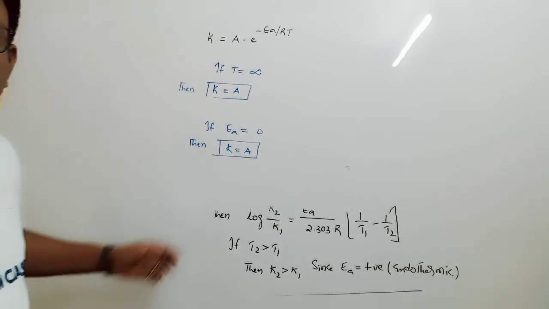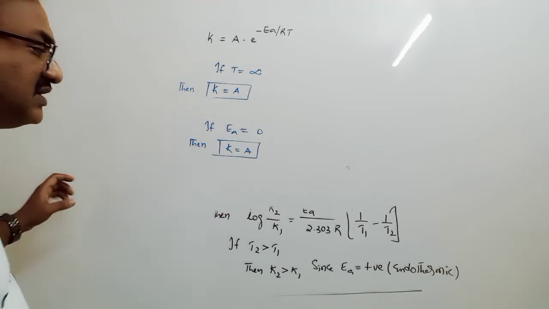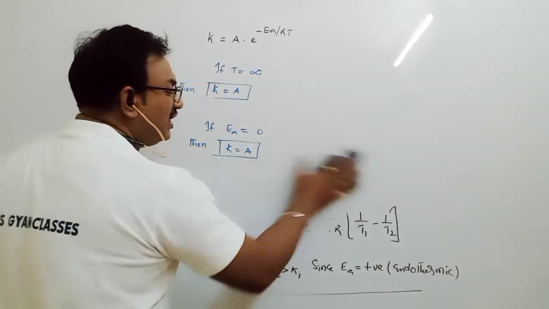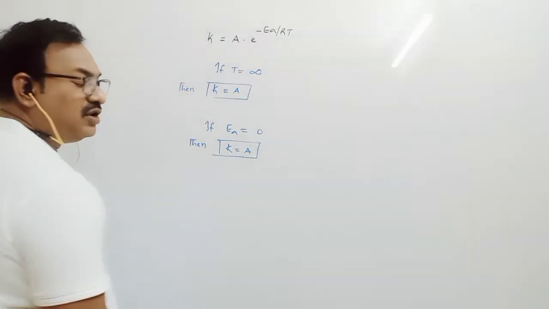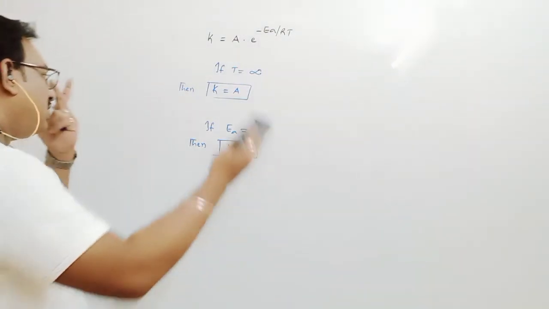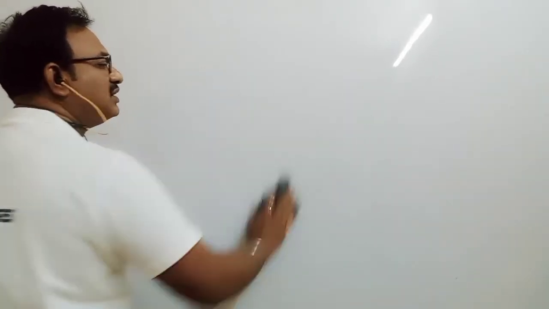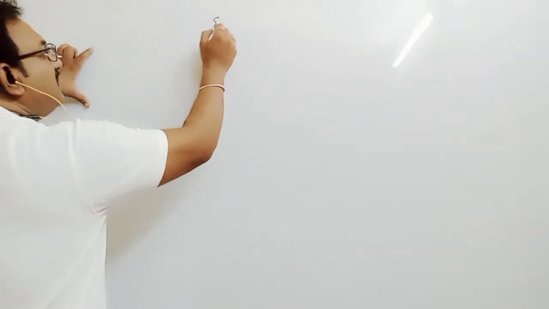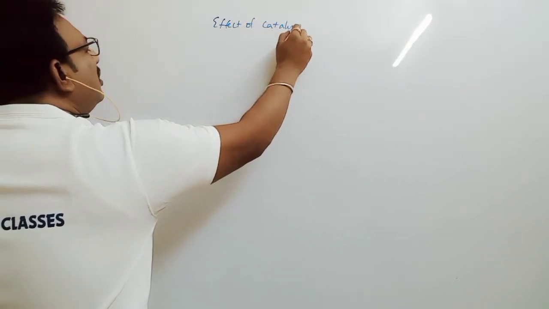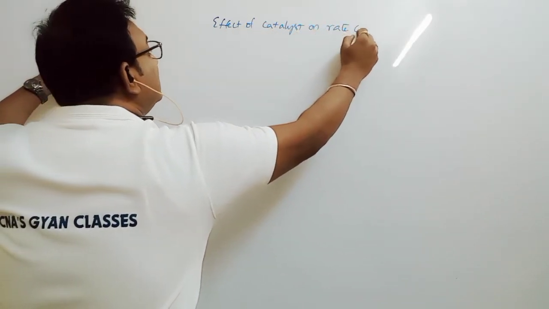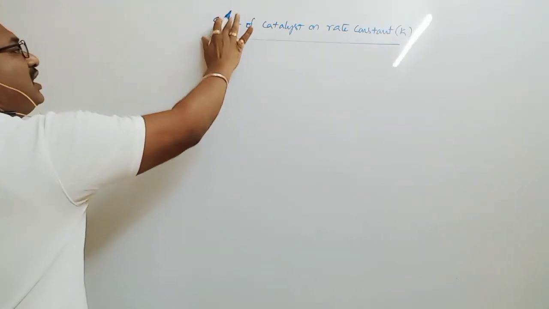If temperature is taken as infinite, then k equals A. And if the activation energy of the process is 0, k is also equal to A. Okay? So, this is the effect of temperature on rate constant. Now, effect of catalyst on rate constant. See, listen carefully. Effect of catalyst on rate constant.